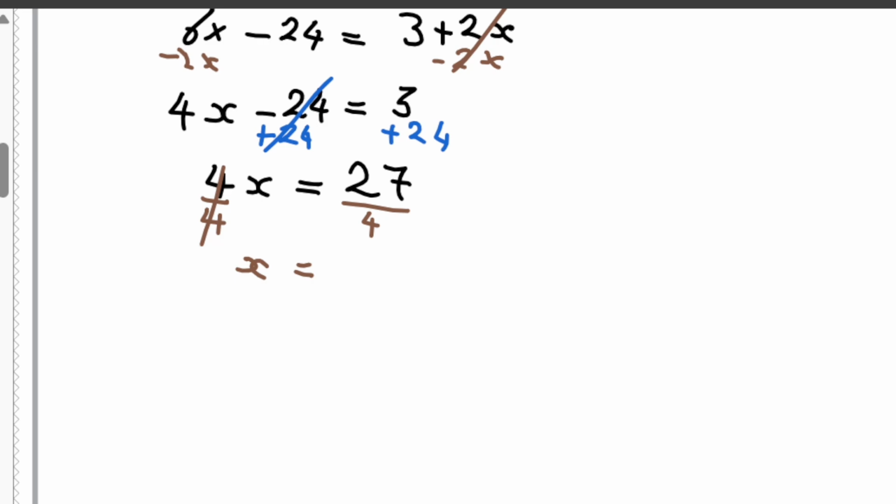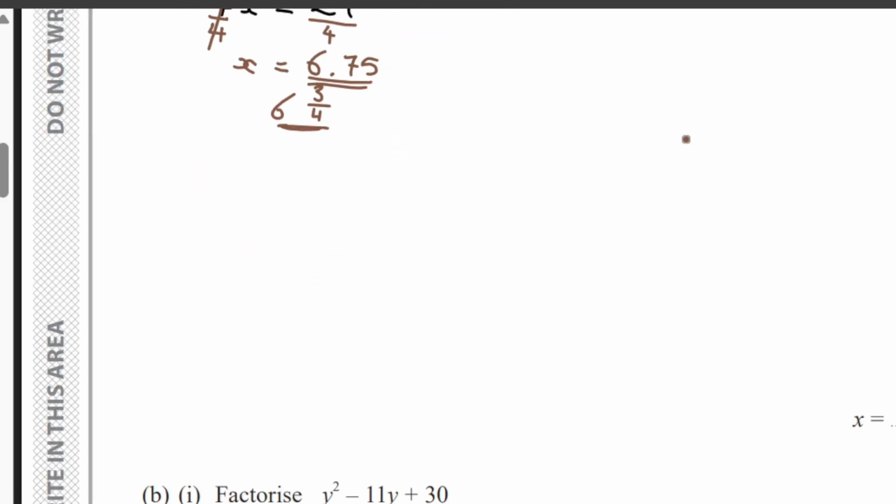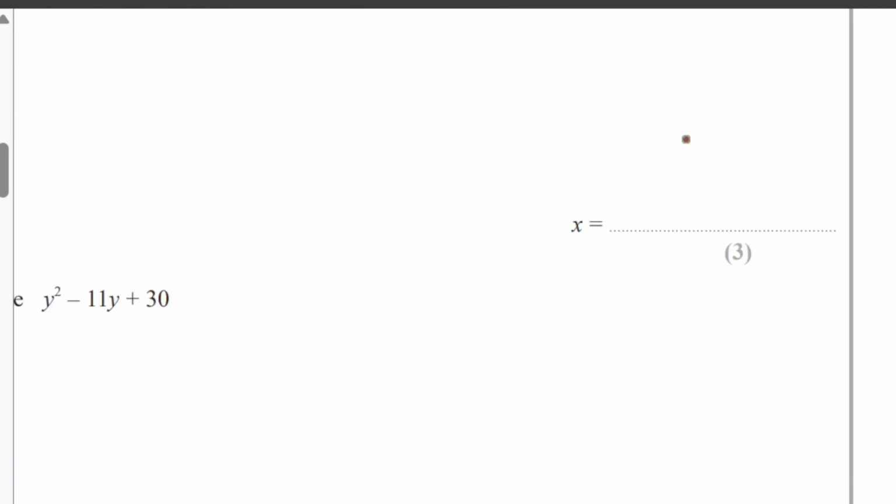So that's 6.75, I think. It is. Or you can write 6 and 3/4. Anyways, this is a calculator allowed, so don't worry. You will just write this in your calculator and it gives you the correct answer. And this is your 4 marks, I think. But no, this is 3 marks.